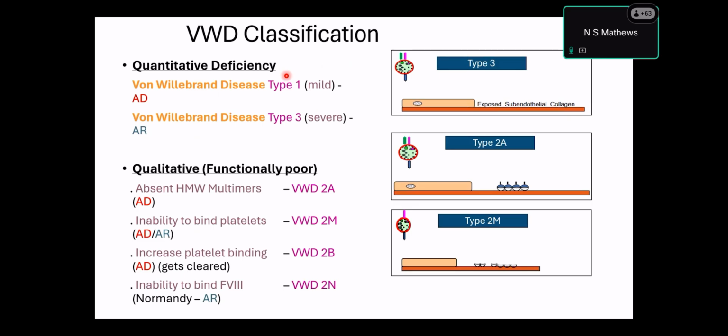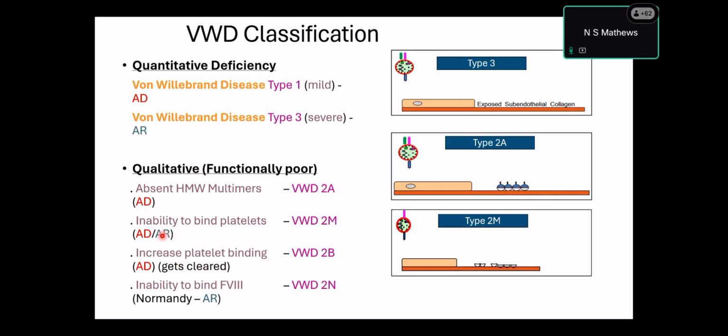So the classification: you have 1 milligram type 1, which is a mild disease, autosomal dominant. We already discussed type 3, severe, autosomal recessive. And then you have these autosomal dominant types, functionally poor or qualitative. These are the type 2s. In type 3, no 1 milligram factor, therefore no platelet binding. In type 2A, this was one of the examples I showed you, you have absent high molecular weight multimers, which tells you why platelets cannot effectively bind. Although they are there, the domains are all fine, the binding is not possible, unfortunately.